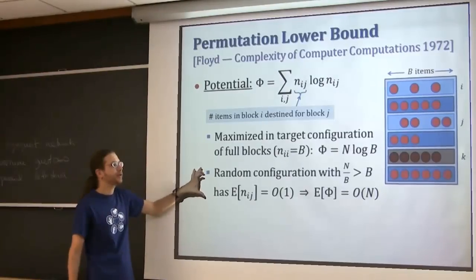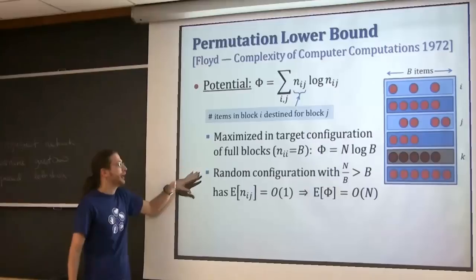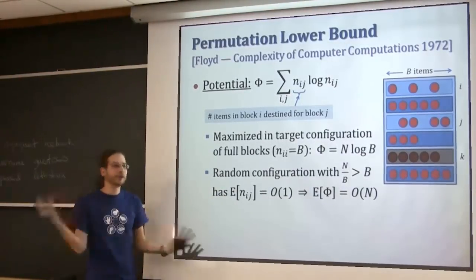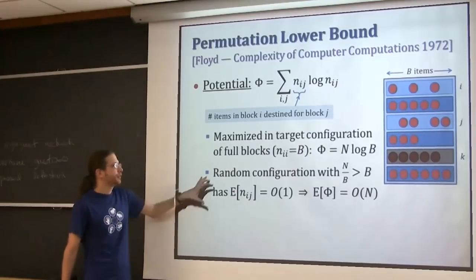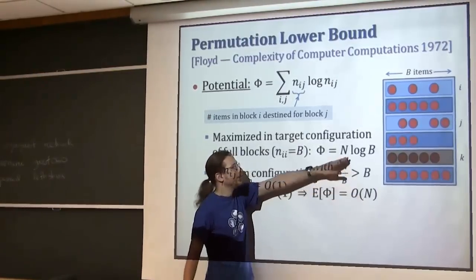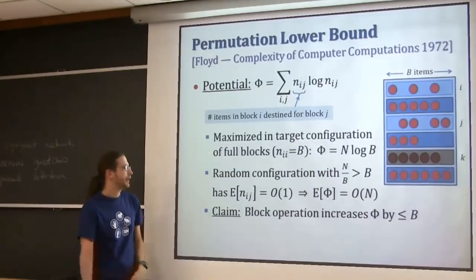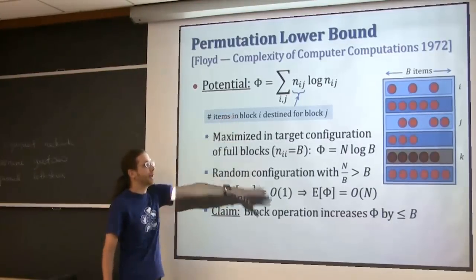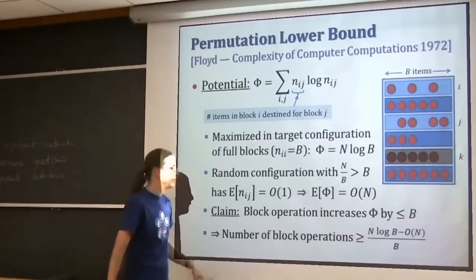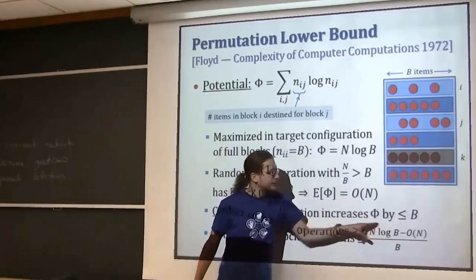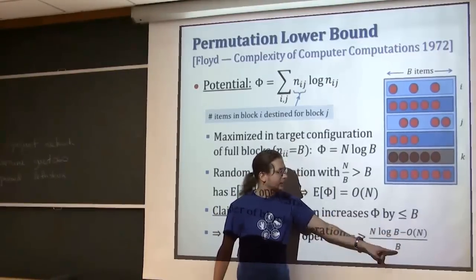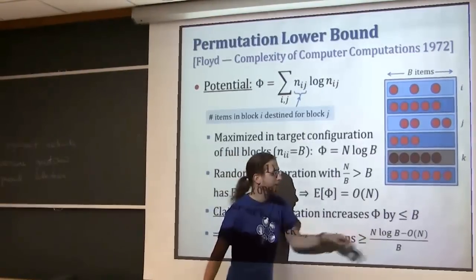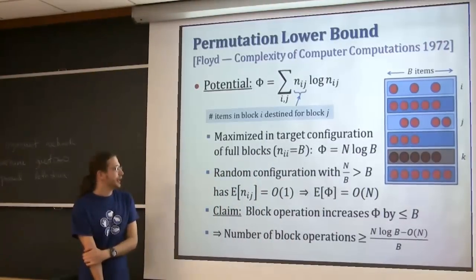And we're starting with low entropy. If you take a random permutation, the expected number of guys that are where they're supposed to be is very small, because most of them are going to be destined for some other block. So we're starting with the potential of linear. We need to get to n log b. And then the claim is that each block operation we do can only increase potential by at most b. And so that gives us this bound of the potential we need to get to minus the potential we had, divided by how much we can increase potential in each step, which is basically n over b log b minus a little o. Why is this claim true?